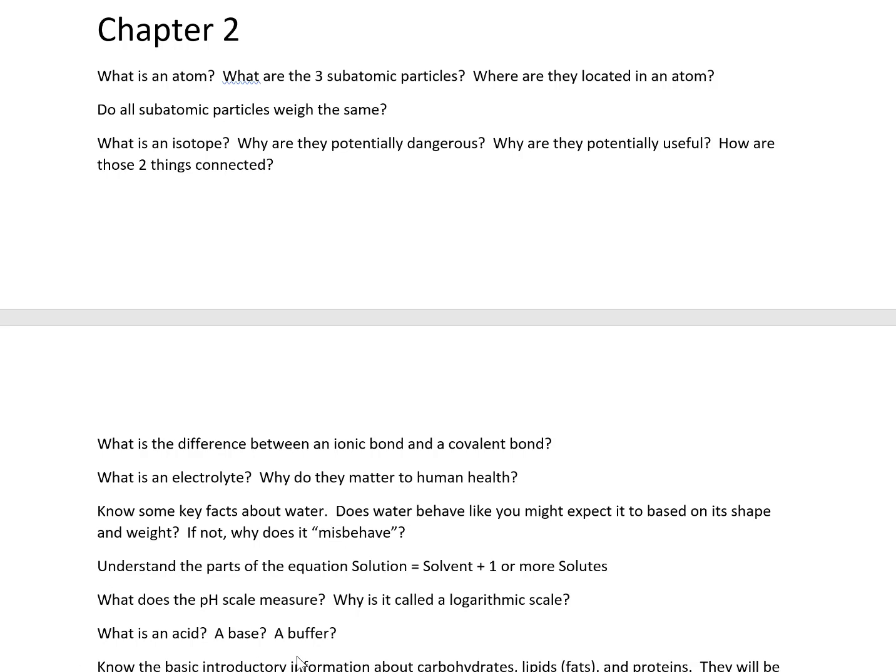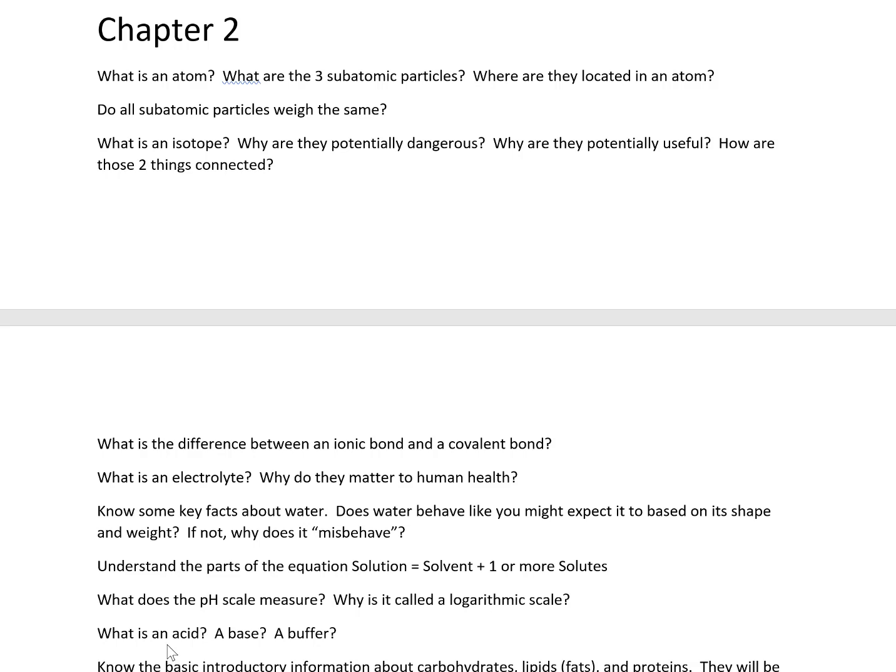Do all subatomic particles weigh the same? No. Protons and neutrons are actually pretty similar, but they're almost all the weight. Almost all the weight of an atom is protons plus neutrons. That's going to be the atomic mass of an atom, its protons plus its neutrons, because it would take something like 2,000 electrons to equal the weight of one proton. So the answer to that question is no, because electrons are tiny.